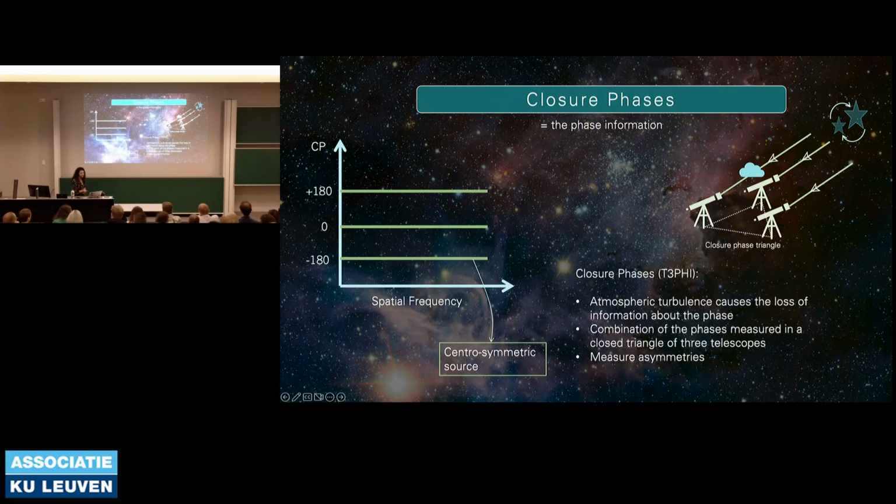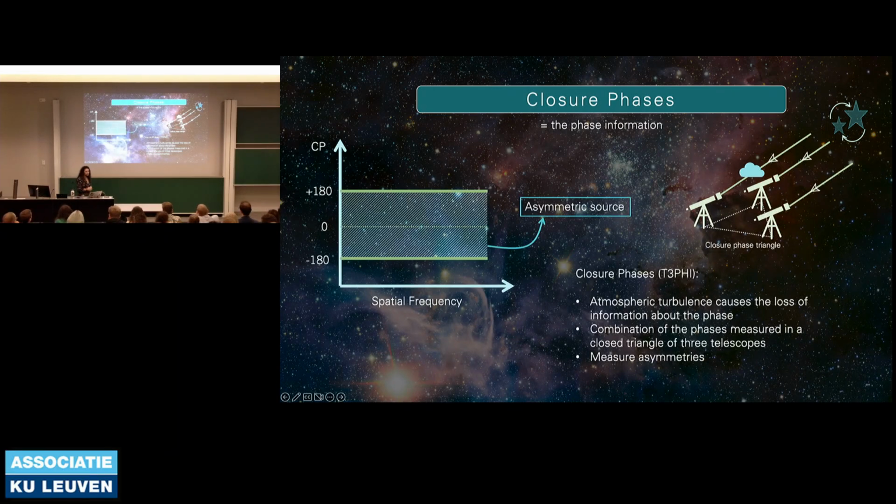So the phase is sensitive to the asymmetries in the source distribution. If you have a centrally symmetric source, your data points in the closure phase will be around 0 or plus or minus 180. But if you have some asymmetries in the system, then you will have a spread of data points between minus 180 and plus 180. So the closure phase is really sensitive. For example, if you're looking at a binary system where one star is much brighter than the other, then you will have a pattern in the closure phase.